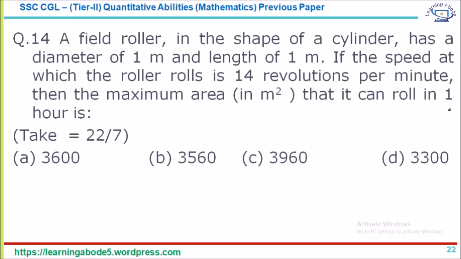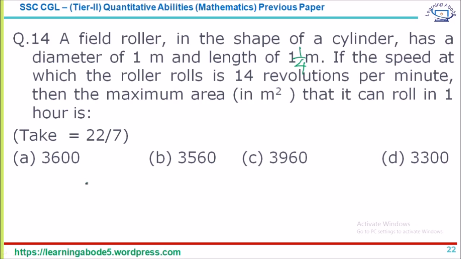Now question number 14. A field roller is in the shape of a cylinder and has a diameter of 1 meter and a length of 1 meter. I'm sorry, the length is 1 by 4 meters, and the speed at which the road roller rolls is 14 revolutions per minute. Then the maximum area in meter square that it can roll in 1 hour is: 3600, 3560, 3960 and 3300. These are the options.